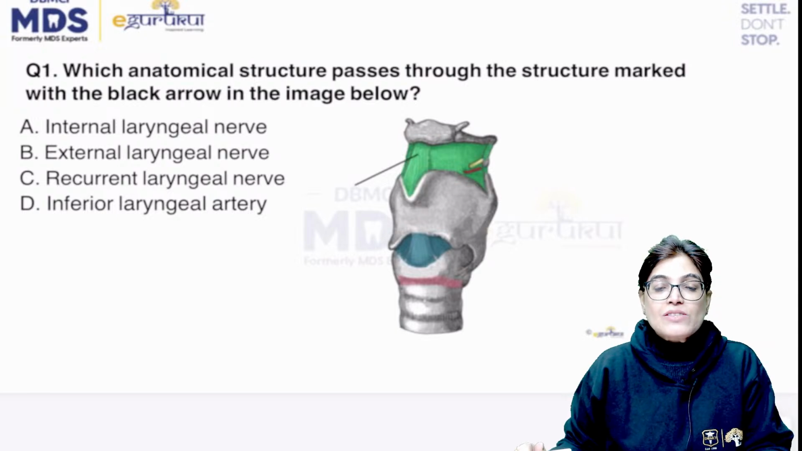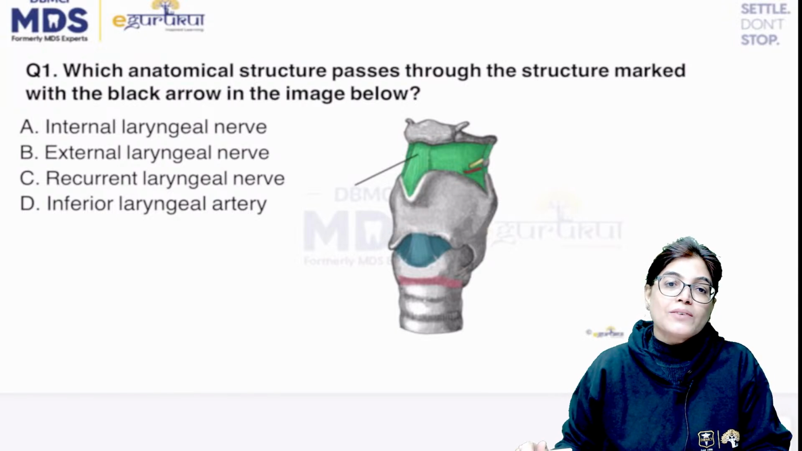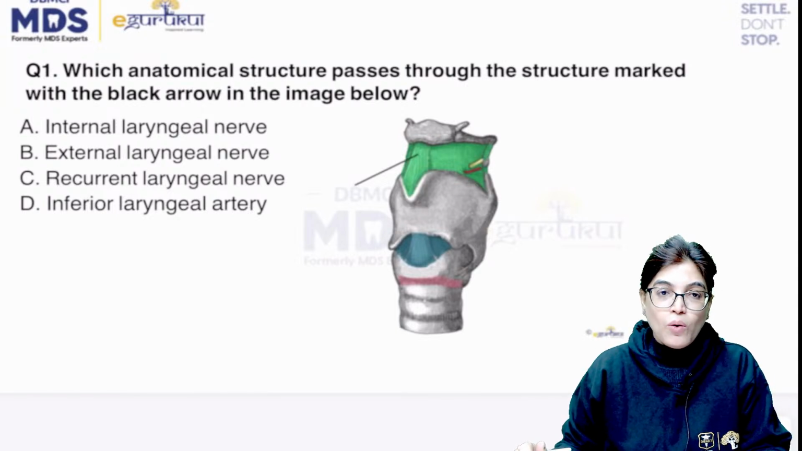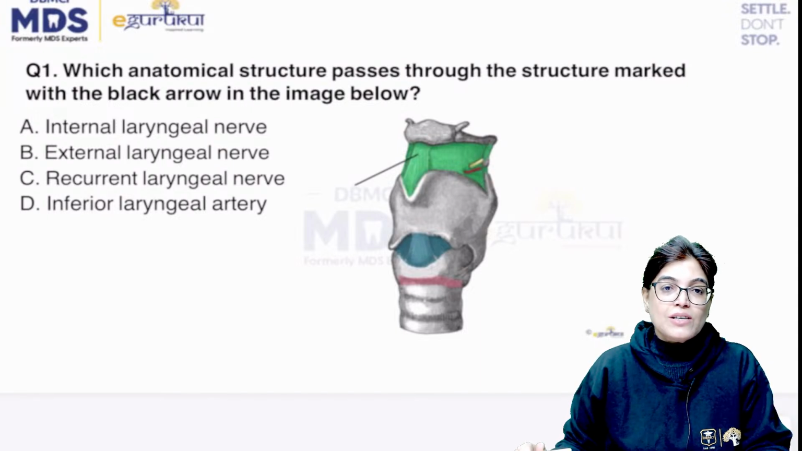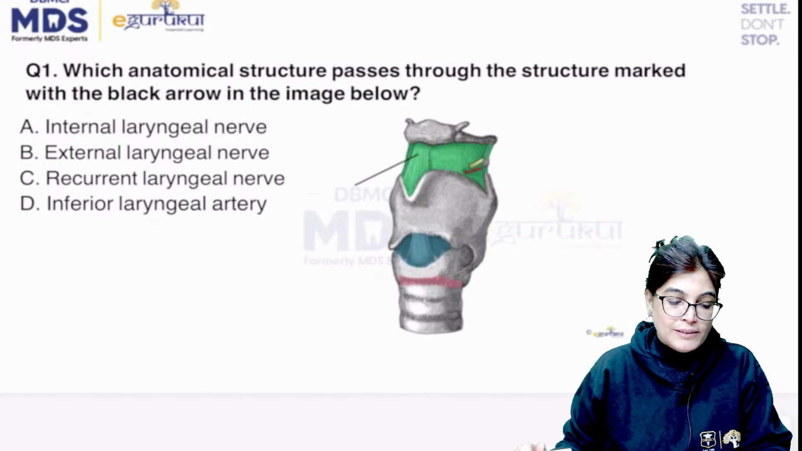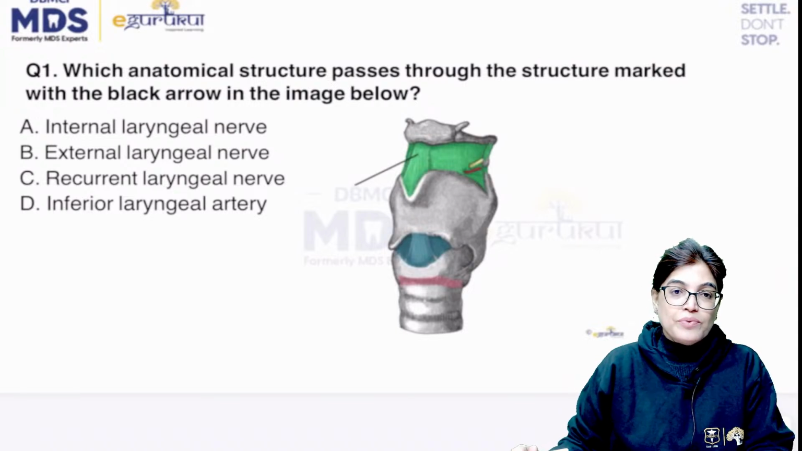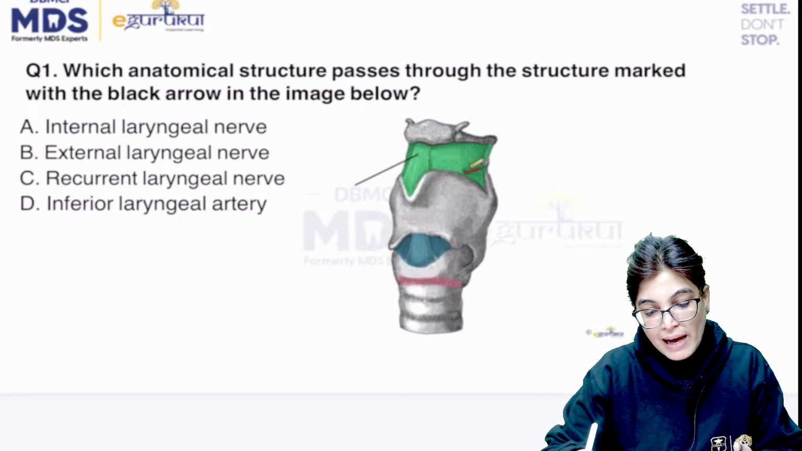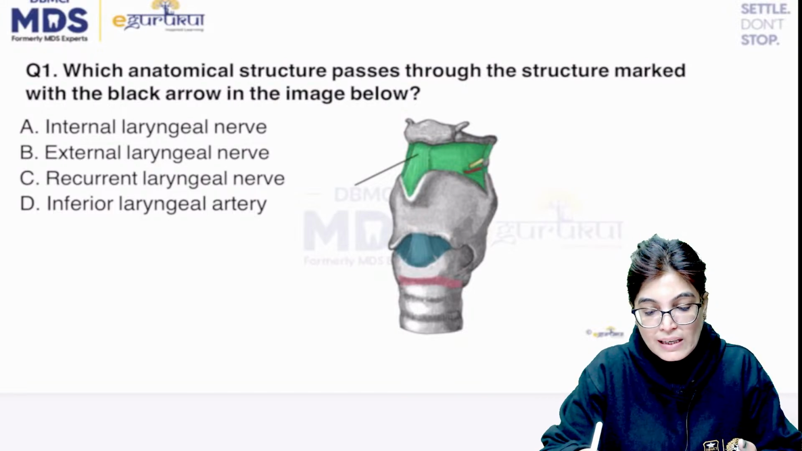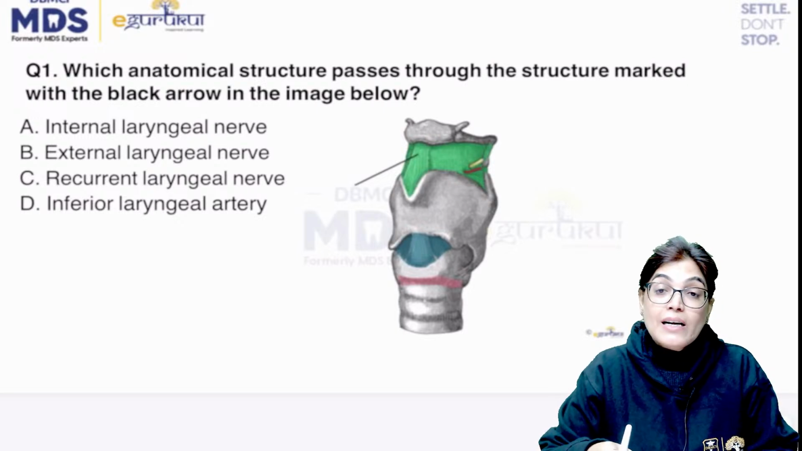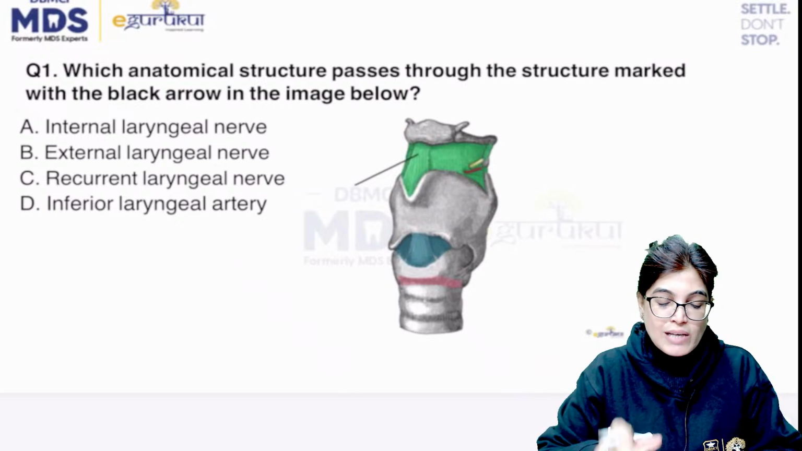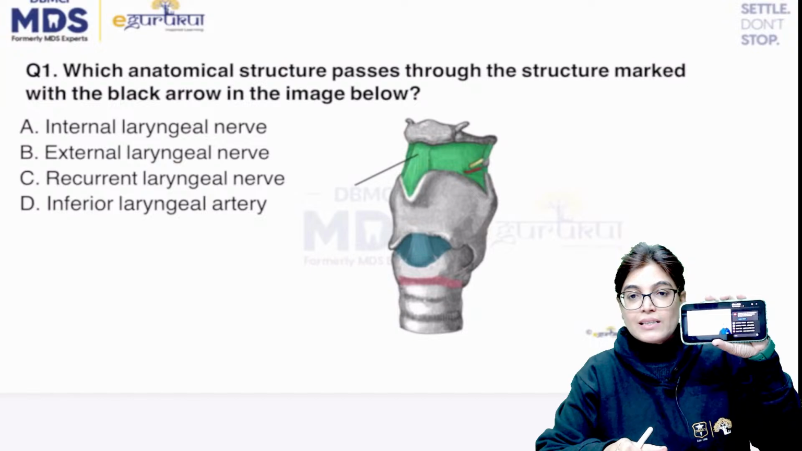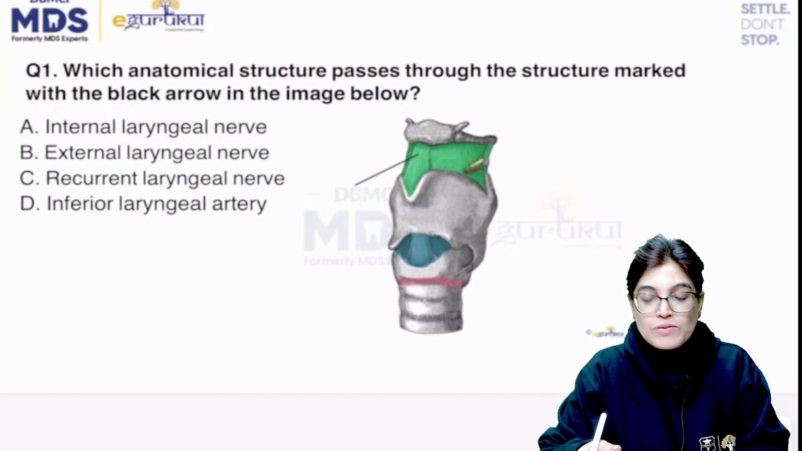Which anatomical structure passes through the structure marked with a black arrow in the image below? The options given are internal laryngeal nerve, external laryngeal nerve, recurrent laryngeal nerve, and inferior laryngeal artery. Students, I am seeing my own screen and it is absolutely clear, so please check your internet connection. I am also seeing this on mobile.